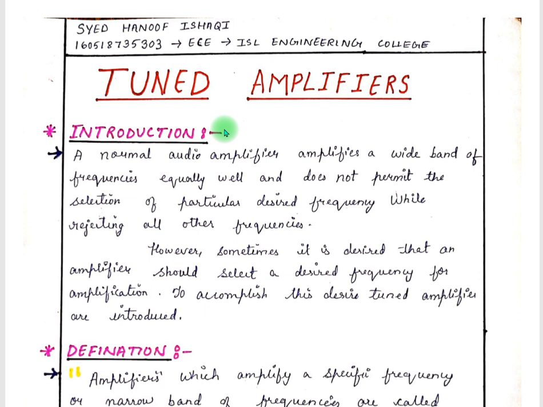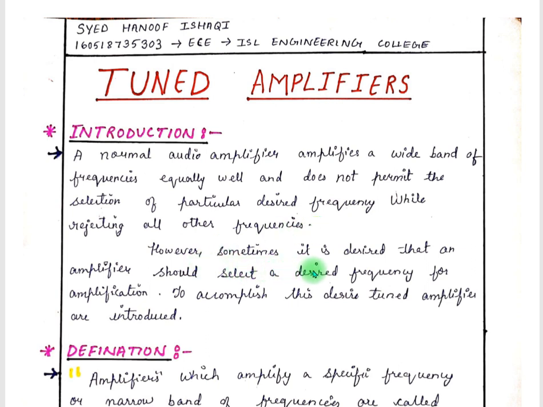As we know, most of the audio amplifiers suffer from two drawbacks. First, they become less efficient at radio frequencies. Secondly, their gain is independent of signal frequency over a large bandwidth. Or in simple words, a normal audio amplifier amplifies a wide band of frequencies equally well and does not permit the selection of a particular desired frequency while rejecting all other frequencies.